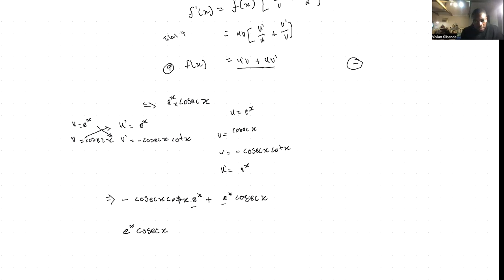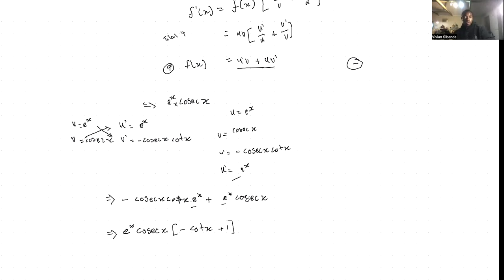times minus cot x plus 1. That will be your final answer if you need to simplify, but if you don't need to, it's fine. Just leave it as that, like the top part. This part is fine.